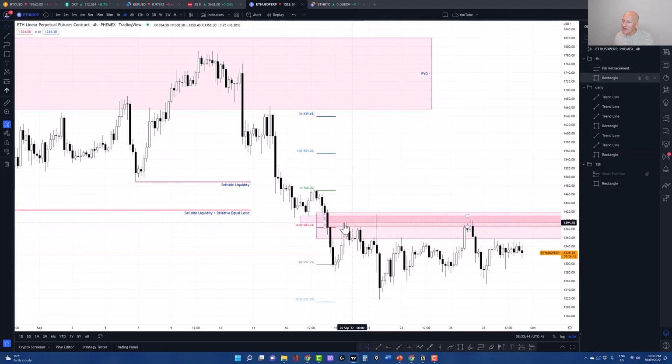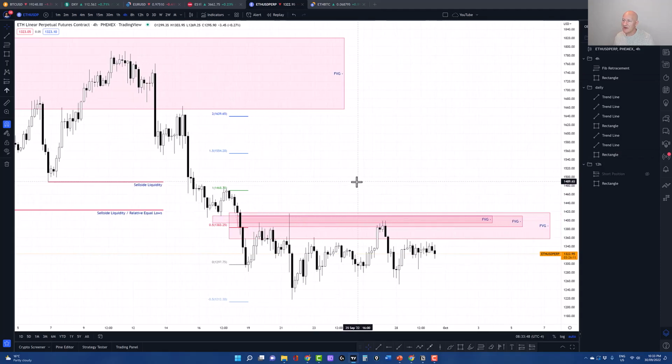If I overlay that now, you can see again we're building even more confluence in this zone. We have a bearish fair value gap from our daily chart, we then have one from our 12-hour, and we now have one from our 4-hour, all overlaying in this particular zone here. So there's a lot of confluence we now have around being short in this area.